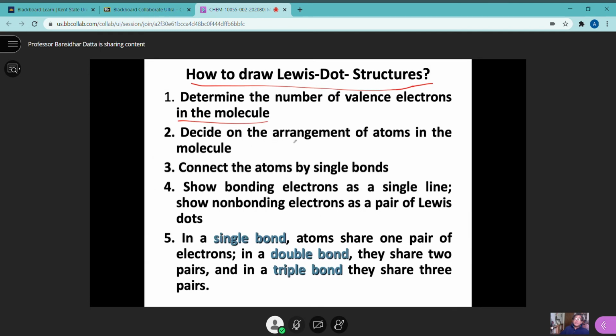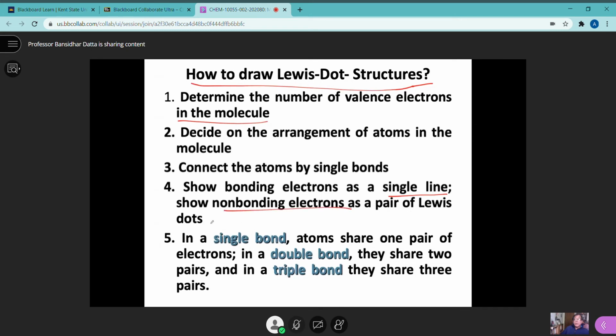Decide on the arrangement of atoms in the molecule. Usually the element with lesser electronegativity goes in the middle, but you'll see some exceptions too. Connect the atoms by single bonds. A single bond has two electrons. Show bonding electrons as a single line. A single line indicates two electrons in a single bond. Show non-bonding electrons as pairs of Lewis dots.